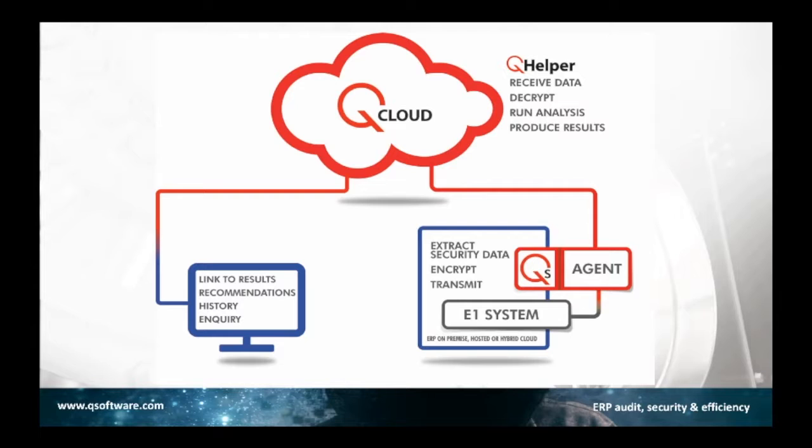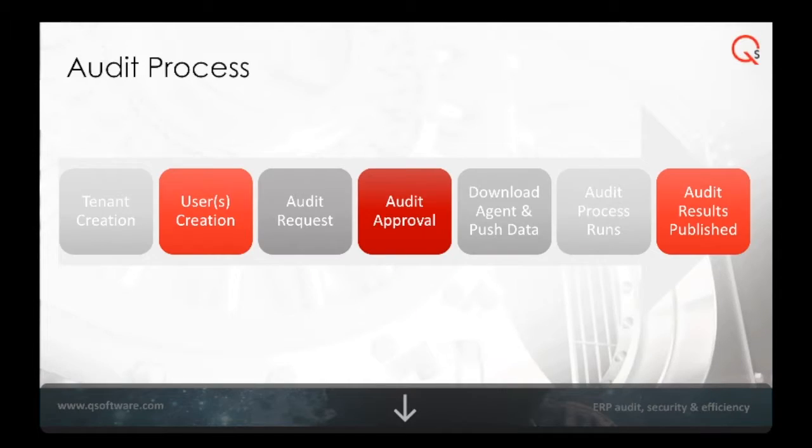On the bottom right here, you can see we have our Q Agent in red. This is the only piece of software that a customer has to install on their enterprise. It is database and platform agnostic to JD Edwards, and what it does once downloaded is it extracts only the authorization security data from the system. No business data is ever touched. This is important. All that authorization data is then encrypted, and then it's transmitted from the agent up to the Q Cloud, where the Q Helper then takes over and gets the job done.